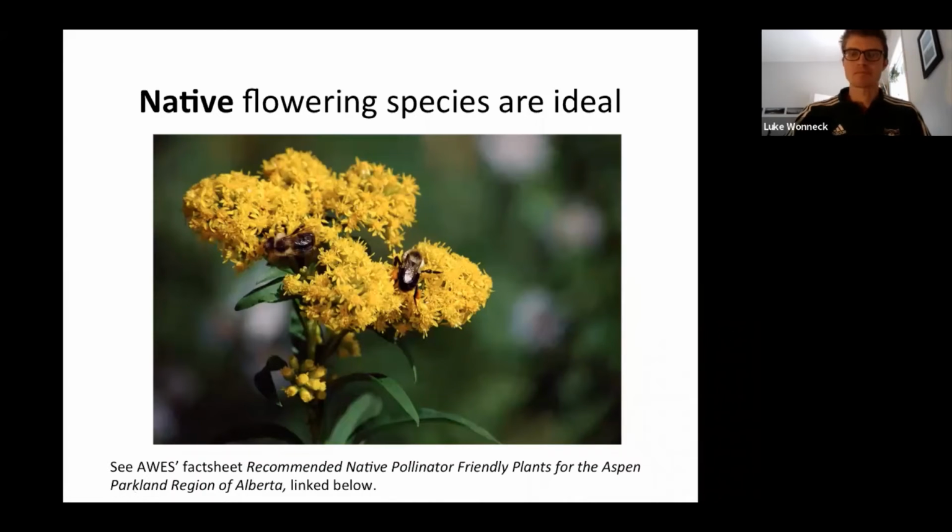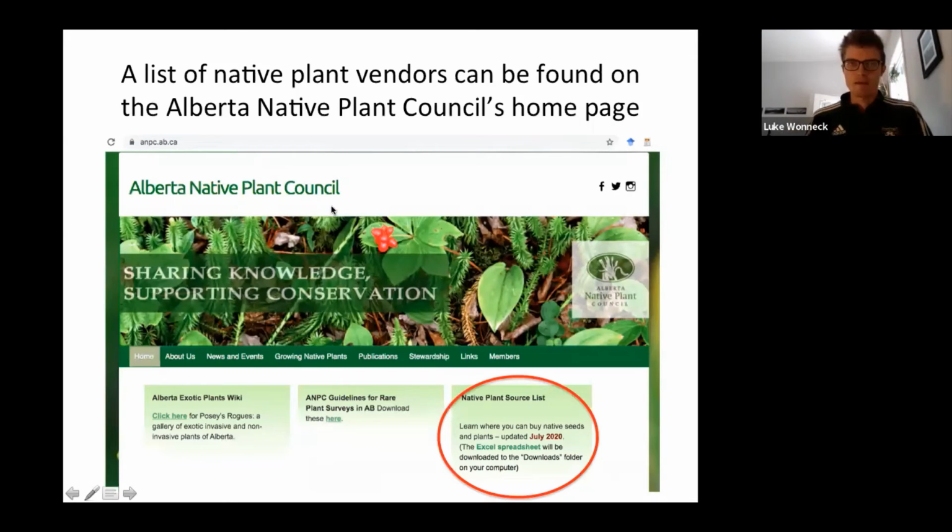And that's linked below this video here. And I also wanted to highlight, if you're interested in purchasing any, I know as part of this project you got native seed, or seed packets, which I think are just a mixture of native and non-native seeds. But if you're interested in purchasing more native species from closer around your area, I recommend going to the Alberta Native Plant Council's website. There's an Excel spreadsheet here you can download to get local sources of native flowering species in your area.